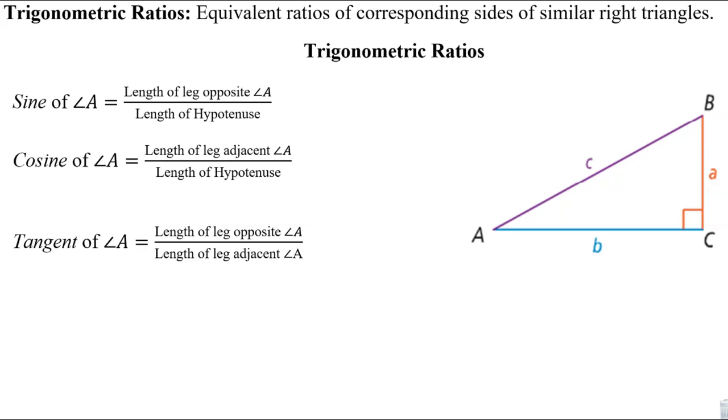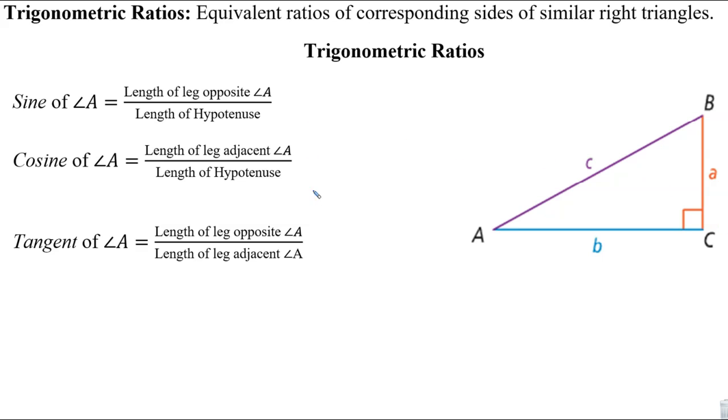Now, the next thing we're going to talk about is trigonometry. And trigonometry deals with trigonometric ratios. These are equivalent ratios of corresponding sides of similar right triangles. So essentially what we're going to do is we have the sine, cosine, and tangent ratio. And by using our calculator, which knows what the values of each of these ratios are, we'll be able to solve right triangles, okay, using those ratios, using the calculator.